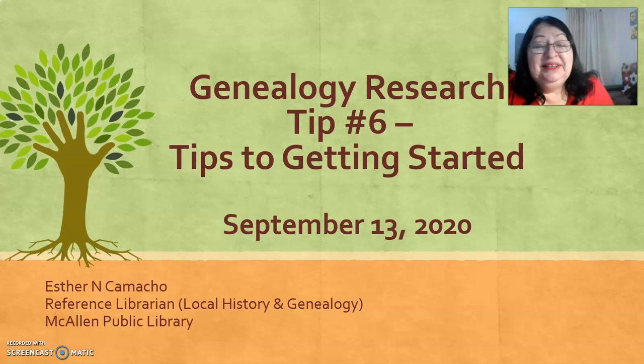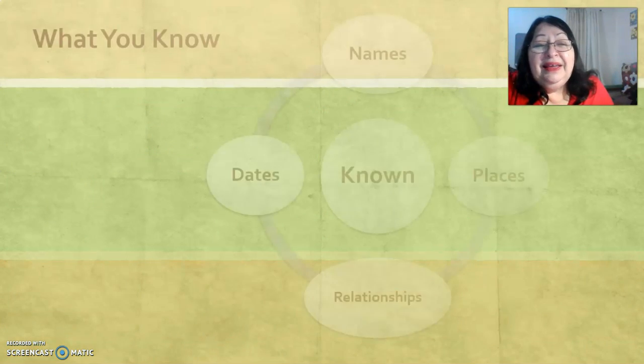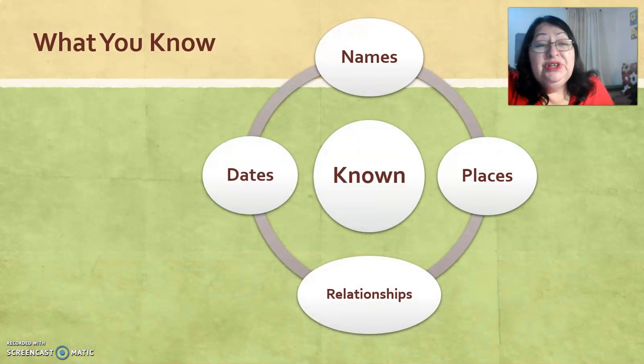Tips for getting started. This is for those who have never done the family tree, so I'm hoping that these quick tips will help you to get started. So, how do you go about doing it? Well, you're going to start with what you know. You're going to write down information of names, dates, places, relationships of those people that you know about.